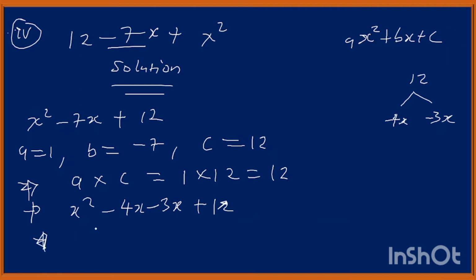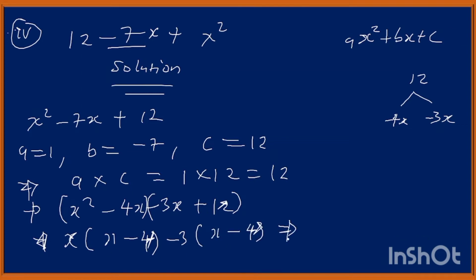So I group this guy. What is common between x squared and minus 4x? That is x. So this will give me x minus 4. What is common between minus 3 and 12? That should be minus 3. So this will give me x minus 4. So this is equal to x minus 4 and x minus 3. So that is the answer to that question.